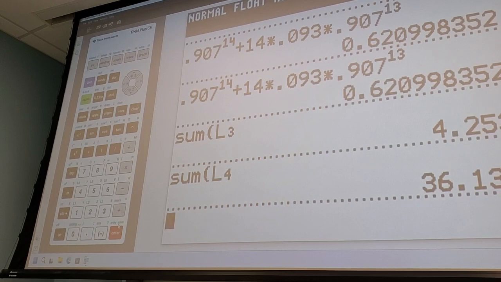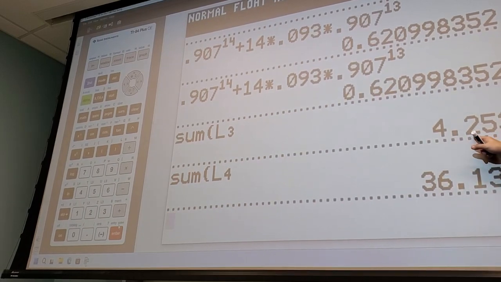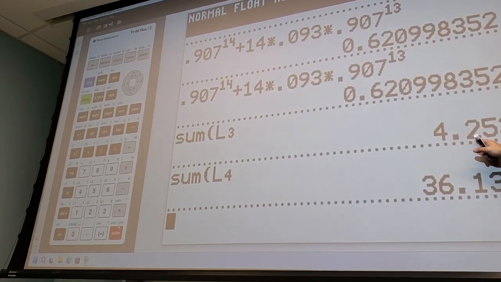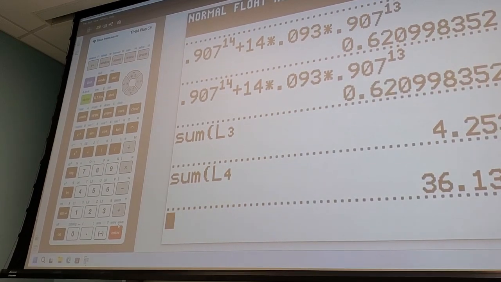So, what's the mean of this problem? What's the mean of this distribution? 4.253. 4.253. How do I get the standard deviation? This variance would be this minus this squared. That's the variance, and then take a square root to get the standard deviation. Yeah.